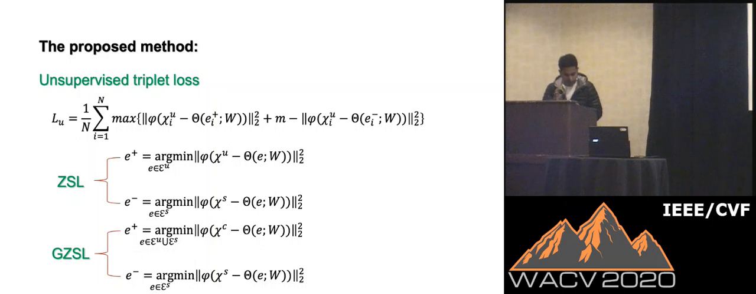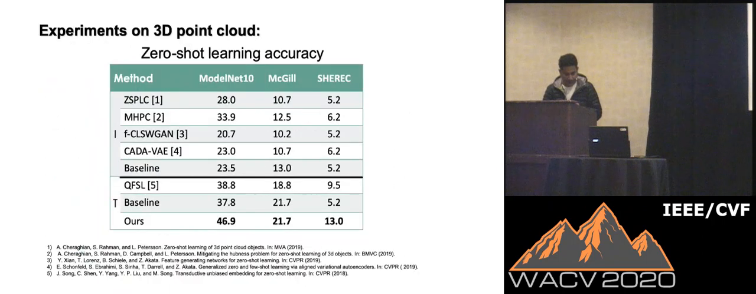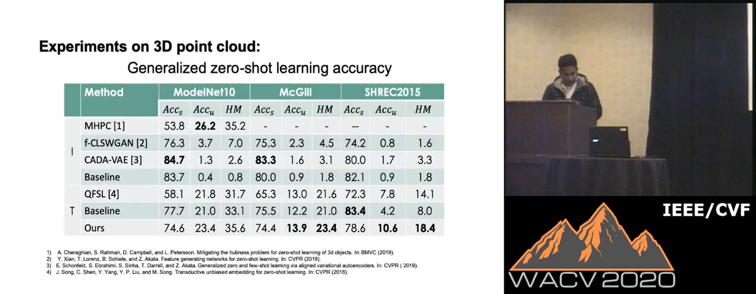The unsupervised triplet loss, which is shown here, has two main parts, the positive and the negative anchors. They are found for zero-shot learning and generalized zero-shot learning settings. So here you can see the performance of our method in zero-shot learning settings. And as you can see, we get state-of-the-art results. And the generalized zero-shot learning accuracy on well-known 3D data sets is shown here. We obtain state-of-the-art results here too.